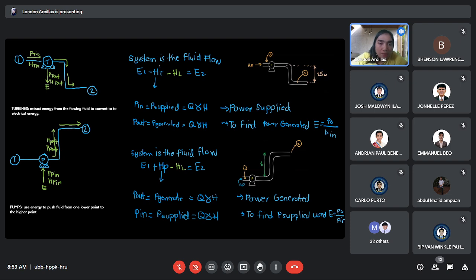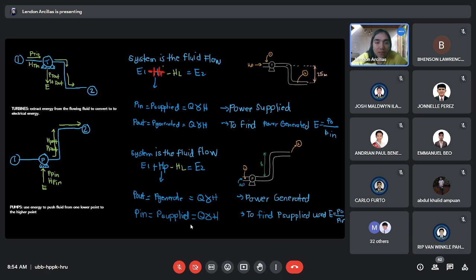So balik tayo sa original formula, E1 is equal to E2. Next is meron tayong i-consider na head loss, so isa-subtract natin sa E1 yung head loss. Next is dadagdagan pa natin ng turbine. Example, dadagdagan natin ng turbine. So minus HT. Bakit naging minus? The question is, bakit naging subtraction? Nagiging subtraction siya because the energy from the system is kinukuha ng turbine to produce electrical energy. Kaya minus yung HT.